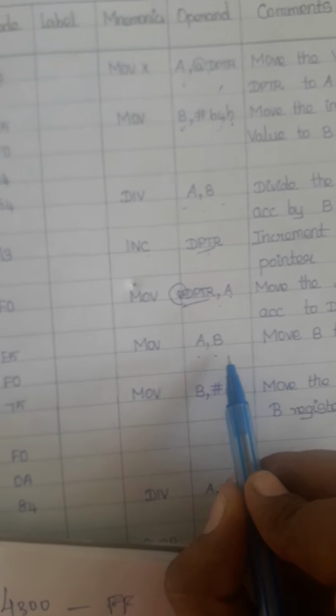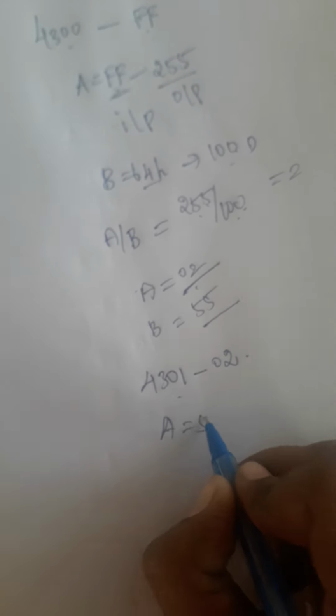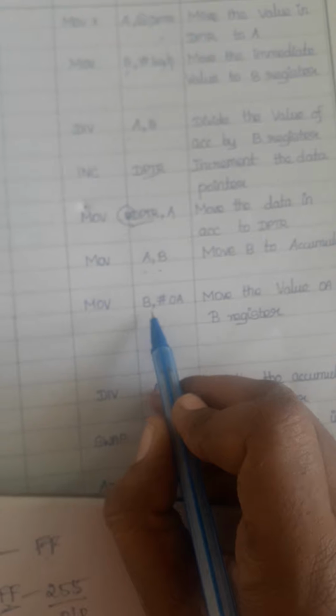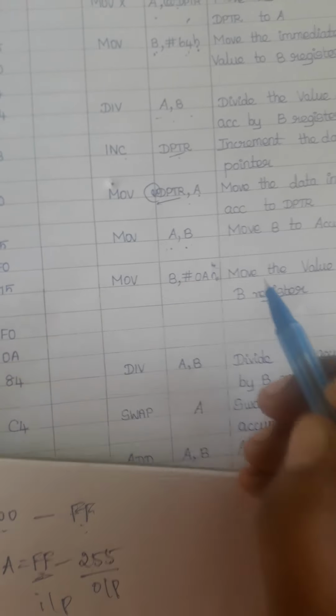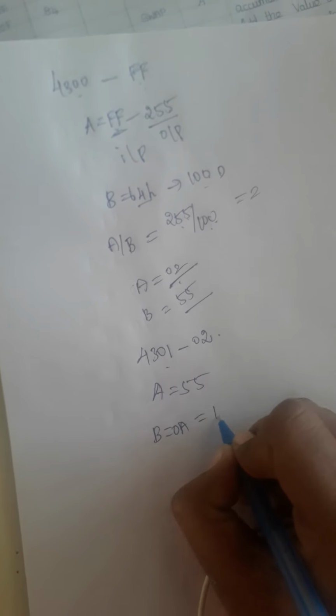Then we are moving the B register data to the accumulator. B register contains 55, that will be moved to the accumulator. Now the accumulator contains 55. Then we are moving 0A to the B register, this is a hexadecimal value. So B equals 0A, its equivalent decimal value is 10.